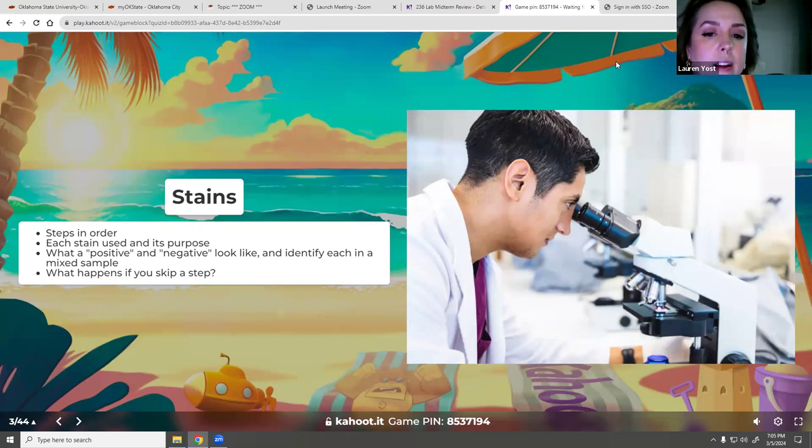What positive and negative look like for each stain and what color they should be. And if you could pick them out of a mixed sample, I would be able to. I'm not gonna have you pick it out of a mixed sample, by the way. It's just gonna be like one positive or negative. But if you know them well enough to pick them apart, like on the same field, then you're in good shape. And then what happens if you skip a step? I could say skip a step in any of these, but I'm really primarily probably going to ask you about the Gram stain. So be aware of that. All right, let's get into it.